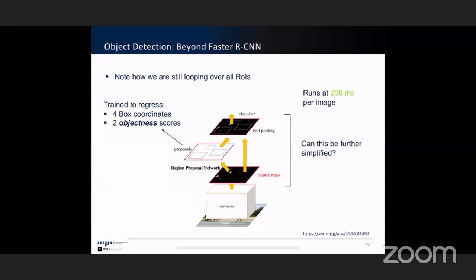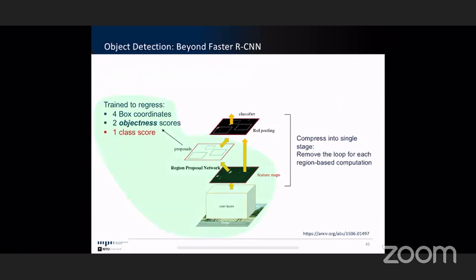Essentially, these are two-stage methods, meaning you have the first stage where you generate the region proposals, right? The region of interest, and then you loop over all these ROIs in your second network, which is a very small network, but still there is a loop here. So the question we want to ask is, can this be further simplified? The answer was yes. Beyond faster RCNN, people came up with these one-shot networks, meaning you don't have this loop anymore. Essentially, you get the output for all regions in one go.